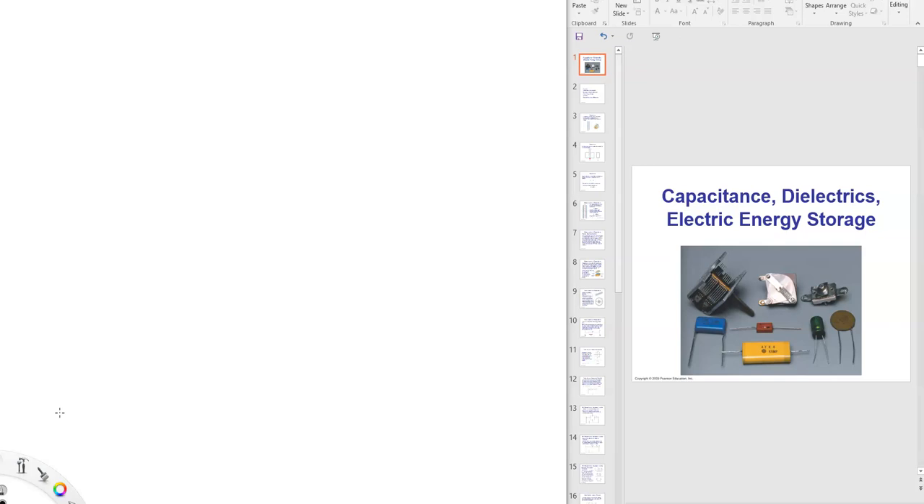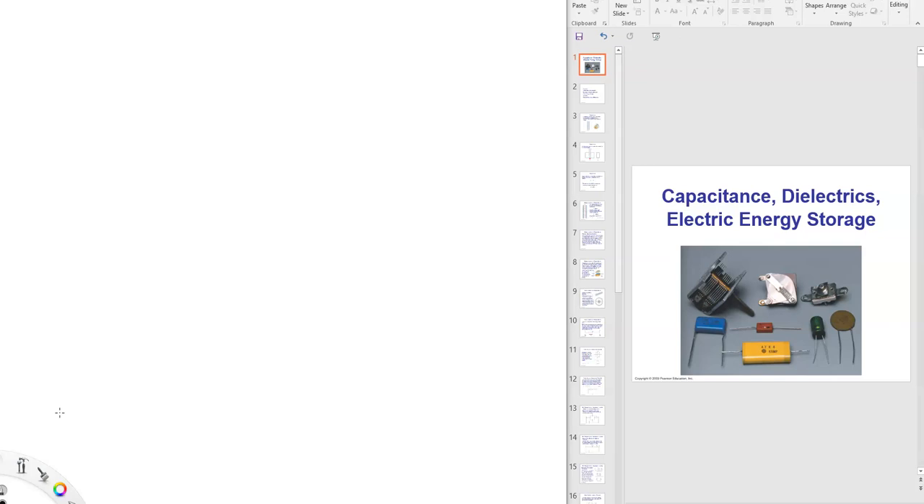So the idea is to go over some introduction to capacity, capacitance, and the device capacitor, right? So we'll talk about, we'll go over the introduction and then we'll see how to solve simple math problems involving capacitors and how to use this device in electrical circuits.